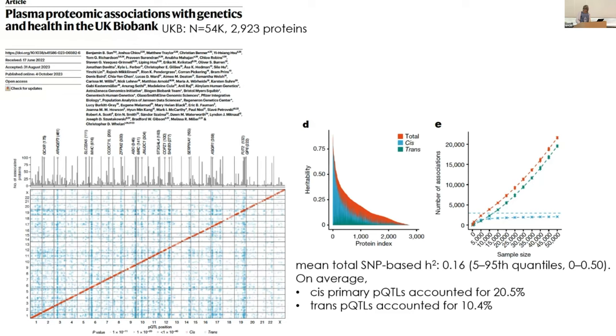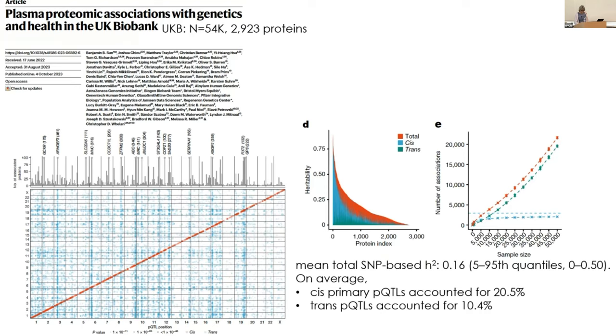In terms of SNP-based heritability, the average SNP-based heritability was about 16%. Of that, about 20% was explained by the cis pQTLs and 10% from the trans pQTLs. And in terms of sample size on the right-hand side, you can see we weren't detecting more cis pQTLs after a sample size of about 10,000, but as sample size increases, we identify more and more trans pQTLs.